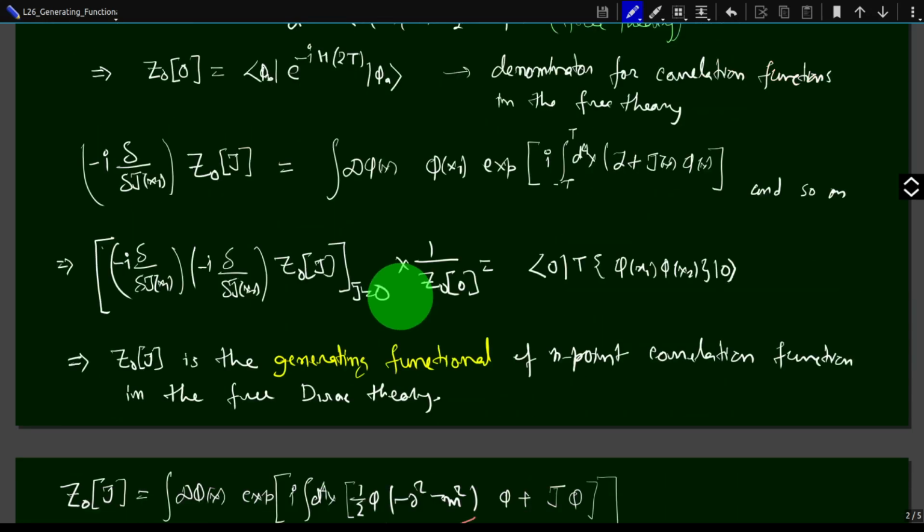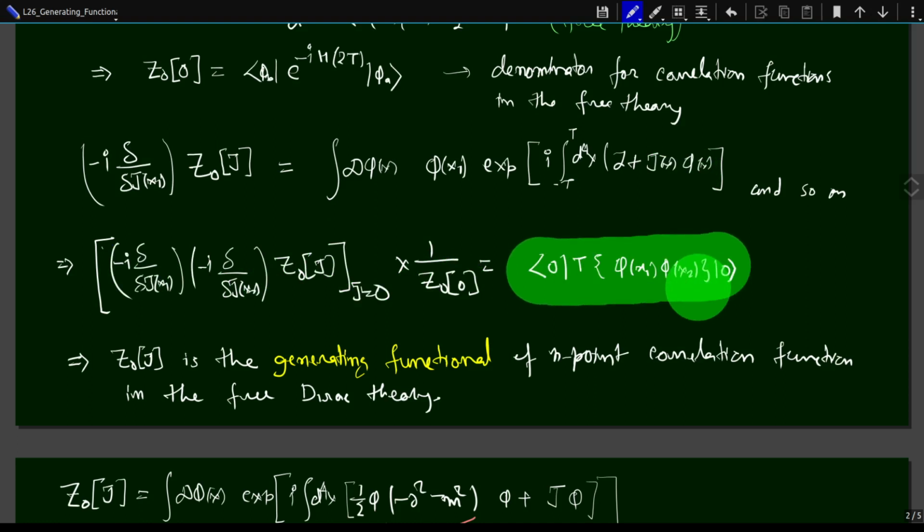You can take many derivatives. Let me repeat this kind of derivative, minus i del by del j, twice. If I do this twice, I will have the integral Dφ with φ(x1) φ(x2), corresponding to j(x1), j(x2), and this function. Then I put j equal to 0. After taking the derivative, I take j equal to 0 and then divide by Z0(0), and that is nothing but my 2-point correlation function. So in a way, Z0 is the generating function of the n-point correlation functions in the free theory.